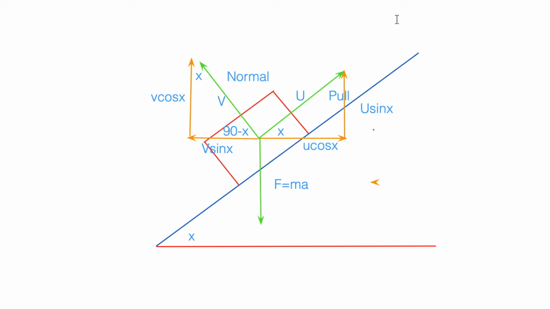They'll all be equal. The horizontals will be equal. So this u cos x would equal the v sine x. And this force, force equals mass times acceleration going down, would be equal to the v cos x plus the u sine x.